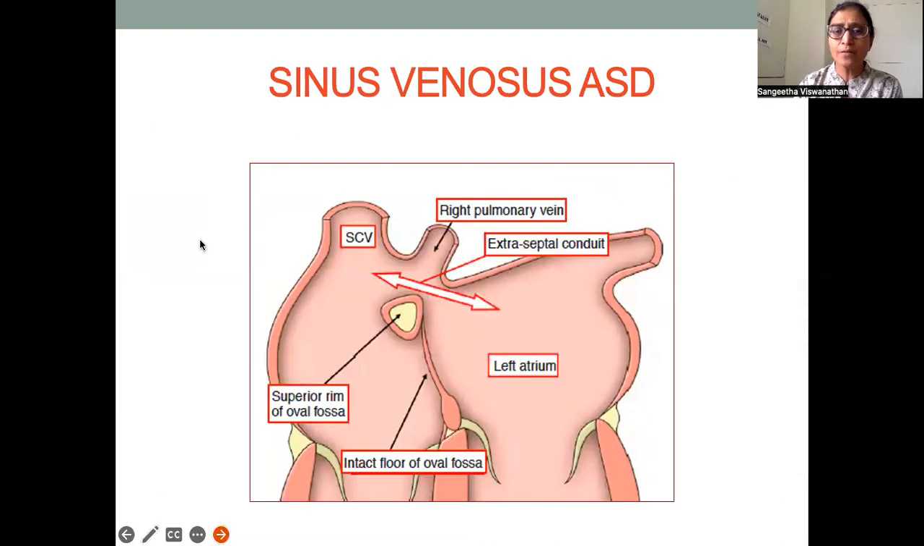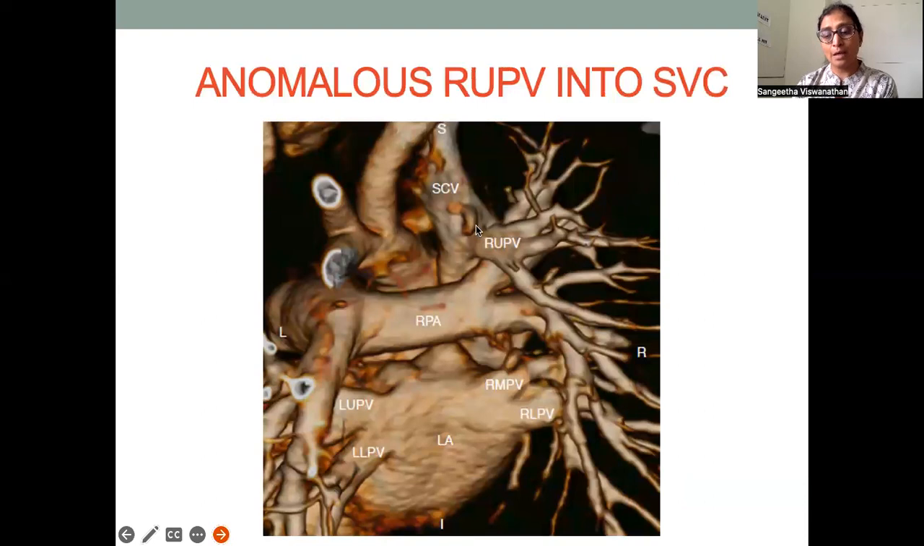So sinus venosus defect, the superior sinus venosus defect, the top part of the atrial septum is deficient. And this is usually associated with an anomalous drainage of the right pulmonary vein. So when the surgeon fixes this, he has to make sure that the pulmonary vein is rerouted back into the left atrium. So you see here, that was just a diagrammatic representation. This is a CT scan where you can see the right upper pulmonary vein is anomalously inserting into the SVC instead of coming into the LA. So he has to make sure that he channels that right upper pulmonary vein down to the left atrium.